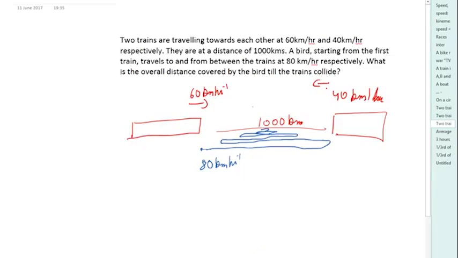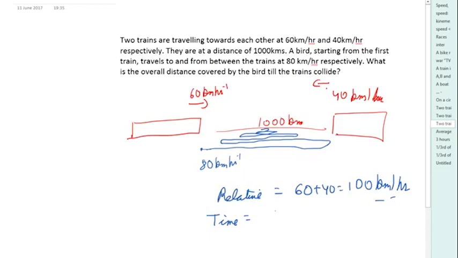So the two trains are approaching, their relative speed is 60 plus 40, or 100 kilometers per hour. Okay, 100 kilometers per hour. There is a distance of 1000 kilometers. So the time they will take will be distance by speed, or 1000 by 100, or 10 hours.